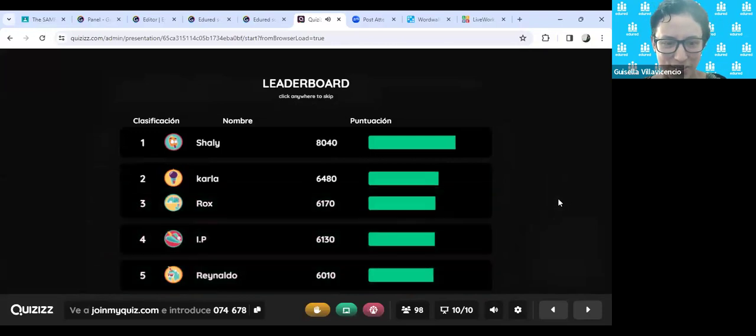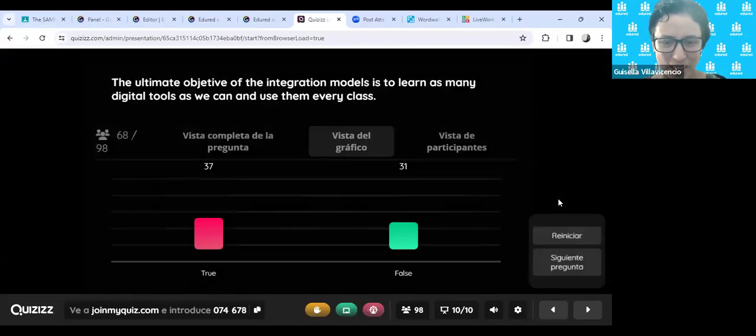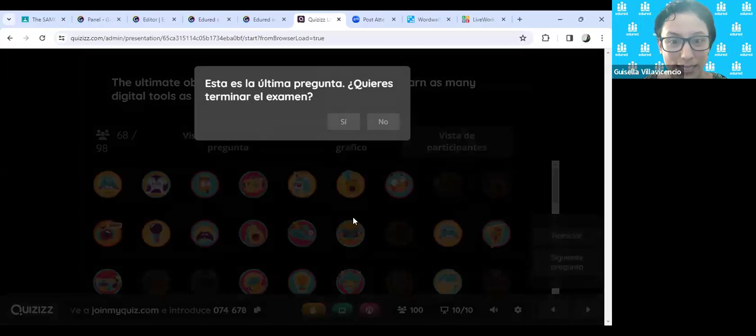Wow, Shali, Carla, Rox, IP, and Reinaldo. It's false, guys. No, that is not the ultimate objective, to use as many tools as we can. Not really, right? It is to use the appropriate tool first, reflectively and critically, when it's necessary, when we really need to use them. Not every single class. All right.